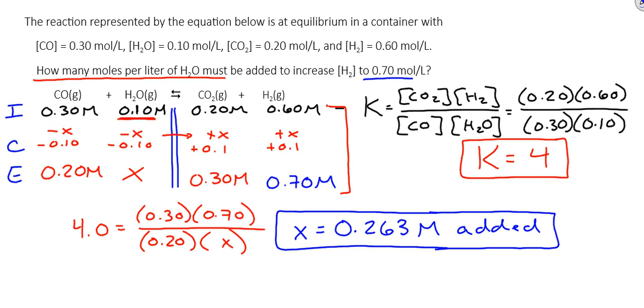If you solve this properly, you would have determined that you needed to add 0.263 molar of your H2O to reach this equilibrium. Again, all these values on the E line have to have a relationship plugged into the equilibrium expression that equals the determined K. And if K is 4, then that's going to tell me that my final concentration of H2O is going to be 0.263, which is the amount that would have been needed to be added to the H2O to drive this reaction to the right to produce 0.7 moles of H2.